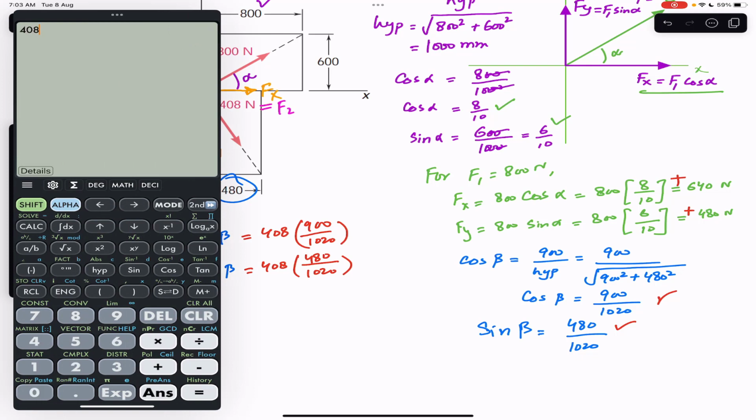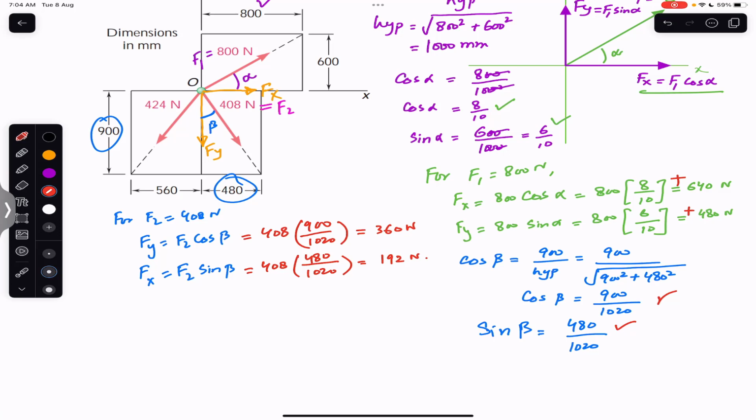So 408 multiplied by 900 divided by 1020. So this is 360. The f of y is 360 Newton, and similarly the f of x is, this is 480 times 408 over 1020, this is 192 Newton. So these are the f of x and f of y components of 408 Newton.